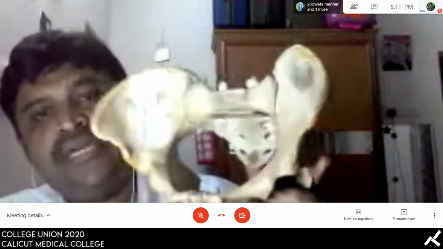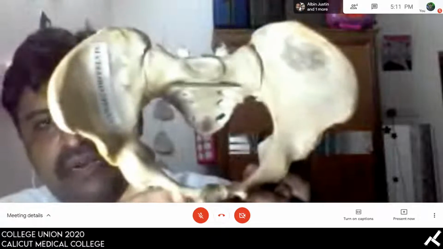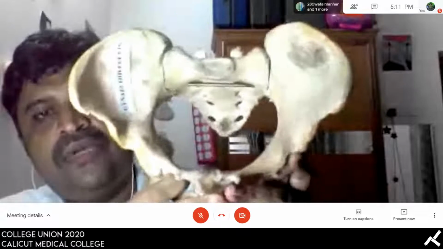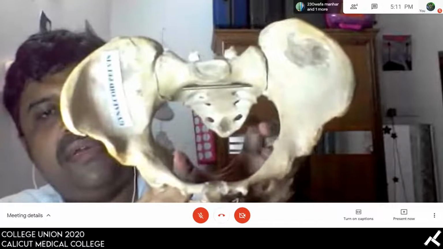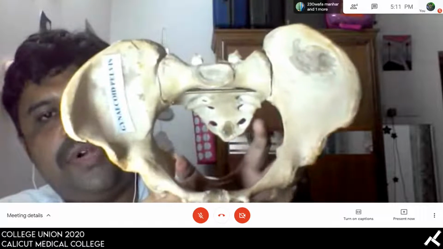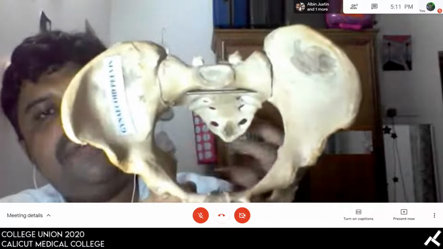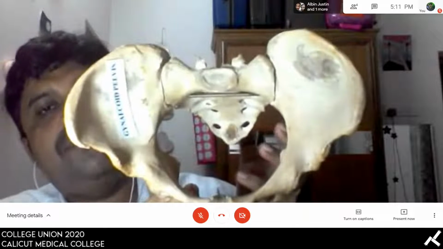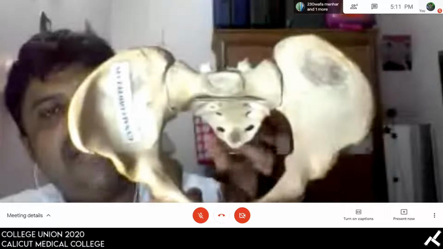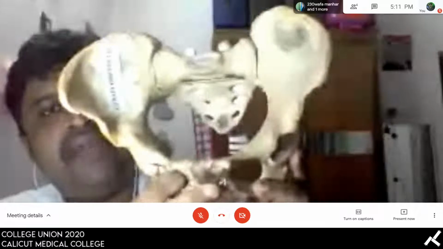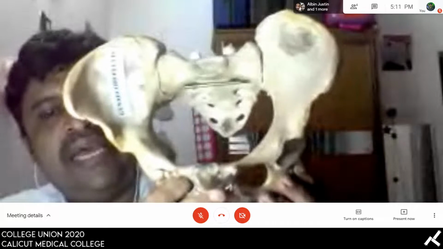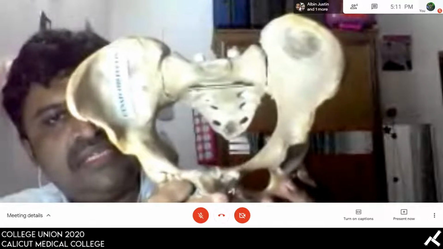This is usually in a female pelvis. There are different types of pelvis that you can see. 50% of women will have a gynecoid pelvis. Another 25% will have an anthropoid pelvis. 20% will have an android pelvis, and 5% will have a platypelloid pelvis. There are different types of pelvis based on the anatomy. So the commonest is the gynecoid pelvis.